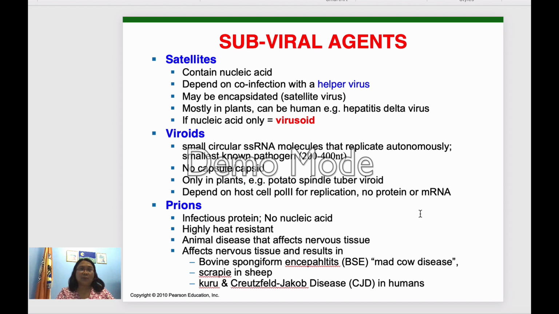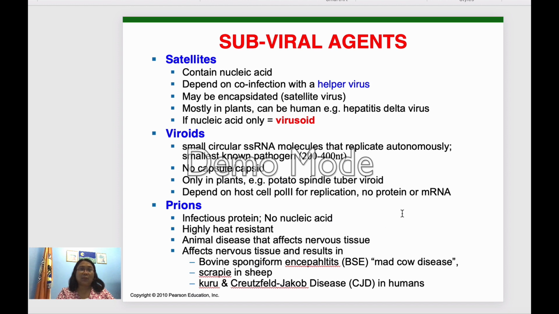And then the last one is prion or prions, whatever you call it and however you pronounce it. Prions are infectious proteins. They don't have nucleic acid, so that means they're purely protein. They're highly heat resistant even if you cook, that's why you should not eat infected raw meat. This affects the nervous system, the nervous tissues.